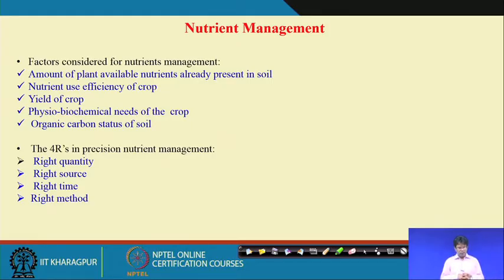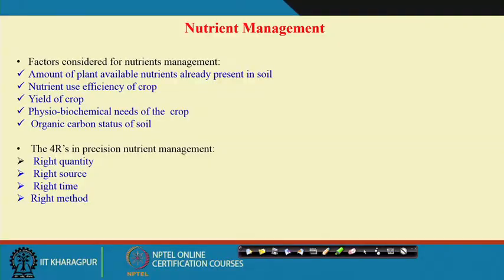And the 4th R is the right method, what method you are using. That indicates the loss. If you are using, suppose, broadcasting, then there will be less efficiency, but if you are going for placement, deep placement at the right zone, then that efficiency may be higher. So, these are the 4 R's for precision nutrient management.